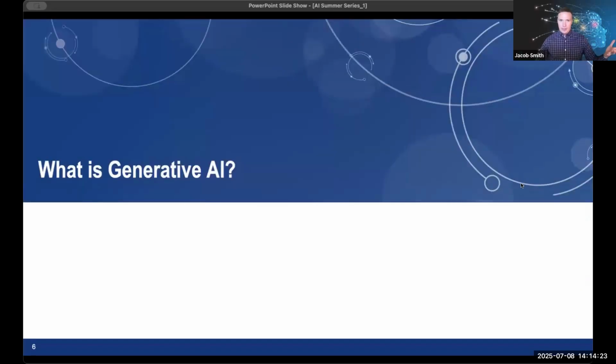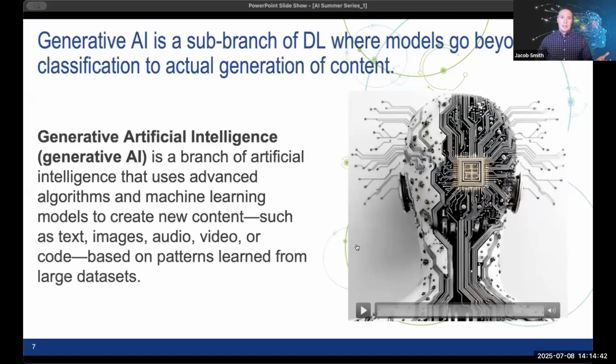So we talked a little bit about discriminative AI in those 3 classes, but really back in 2022, when ChatGPT came out, is when AI kind of really exploded. And so the majority of the presentation today will focus on generative AI and the application of generative AI within economic development.